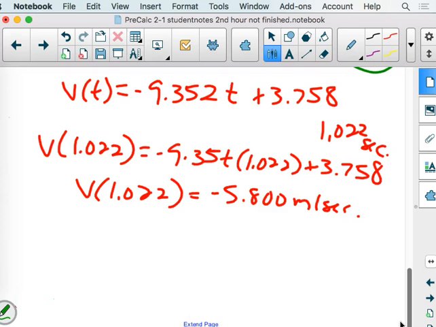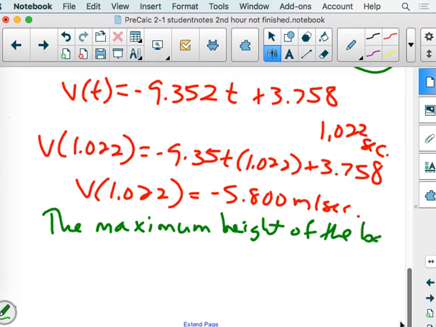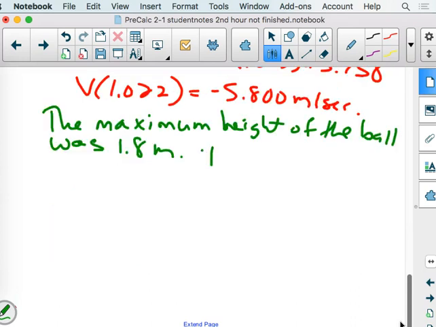So we can just start out by saying, the maximum height of the ball was 1.8 meters. Because if you're talking to somebody, you're not going to say 1.800 meters or 1 in 800,000. You're not going to do that. So 1.8 meters.